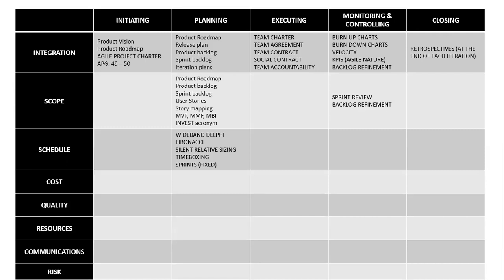As far as monitoring and controlling, again, we have these charts and things that we monitor. We also have the cone of uncertainty that we talk about here too. Going into the world of cost, we don't have a big old dog and pony show when it comes to cost. We have the concept of a stable team of adults.